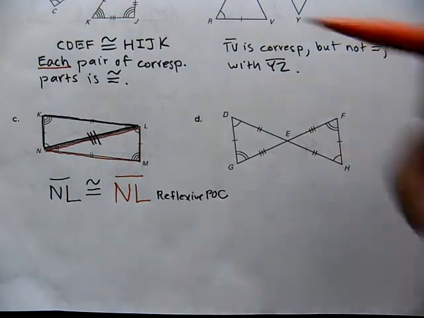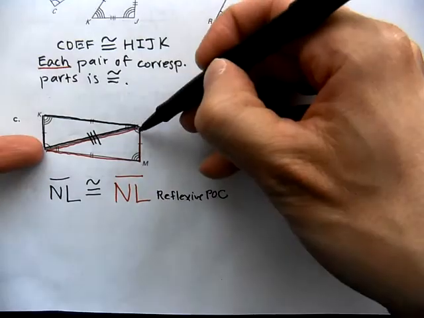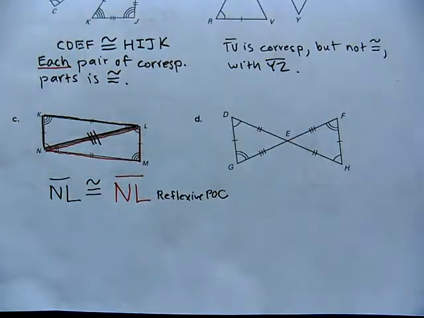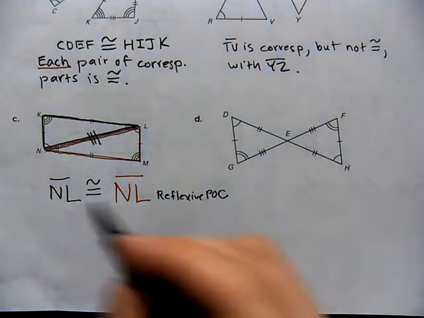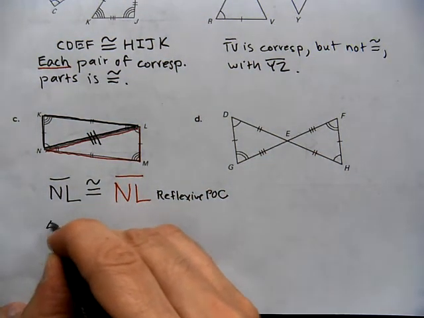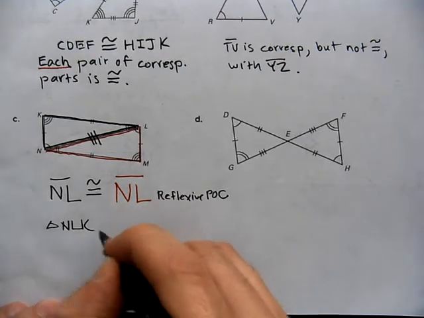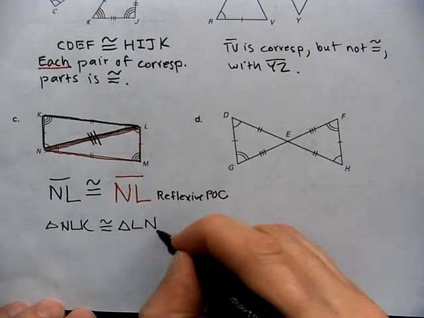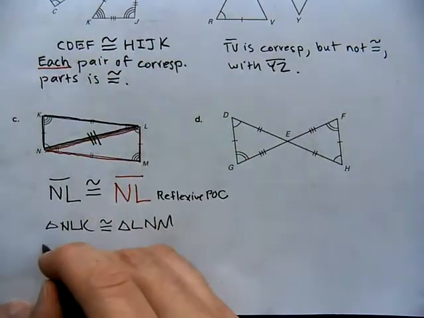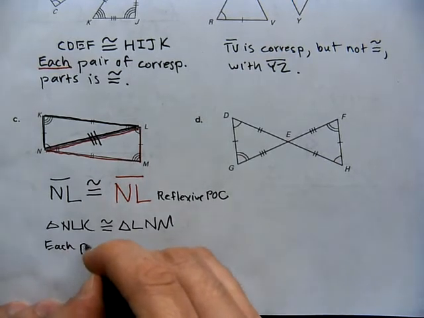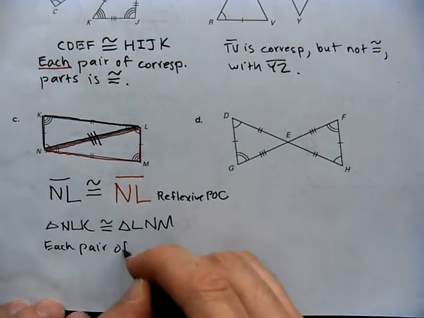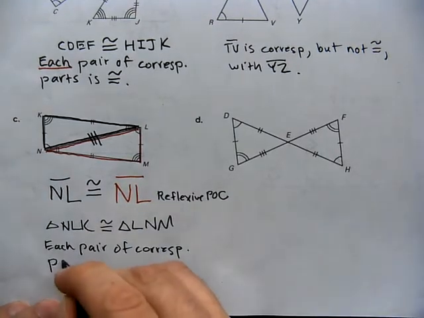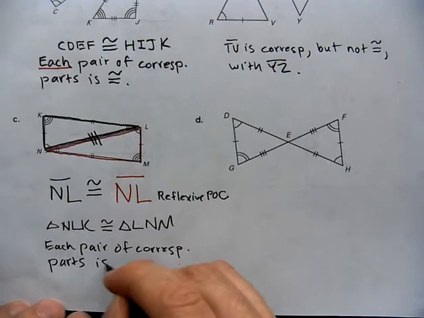Now a quick check of the angles. You see an angle with a single arc. Here's an angle with a double arc. Here's a pair of angles with a triple arc. So all of the corresponding parts are congruent. So we can say, yes, triangle NLK is congruent with triangle LNM. Same reason as above, each pair of corresponding parts is congruent.